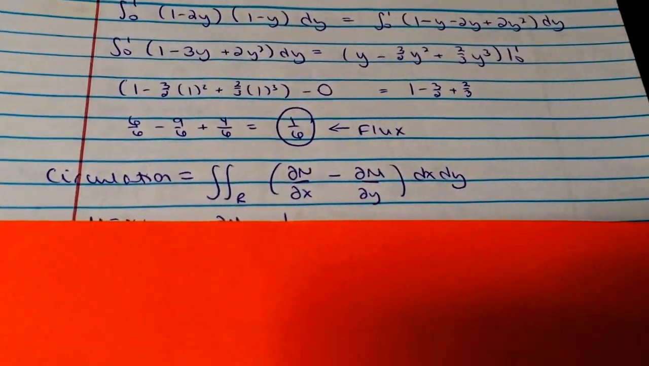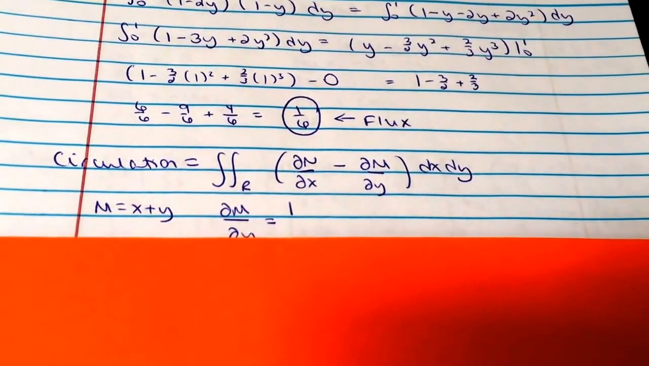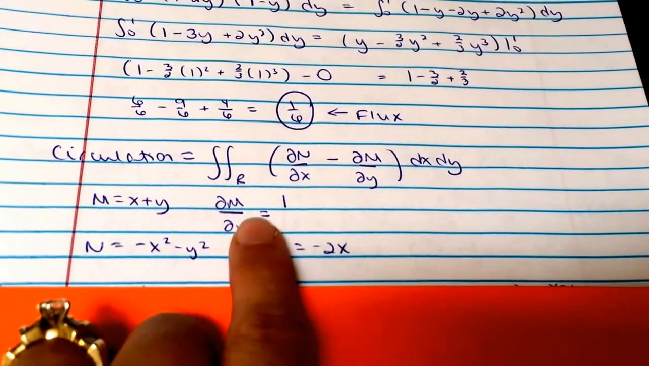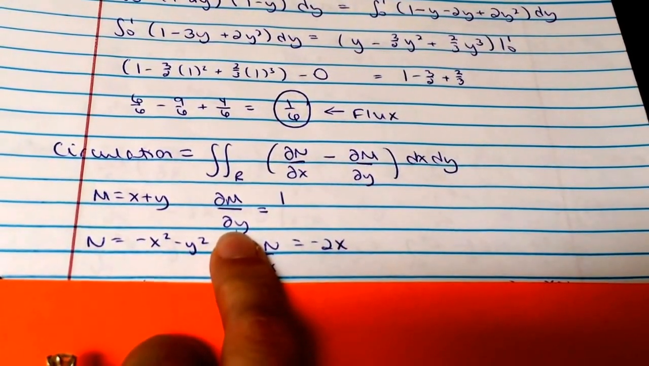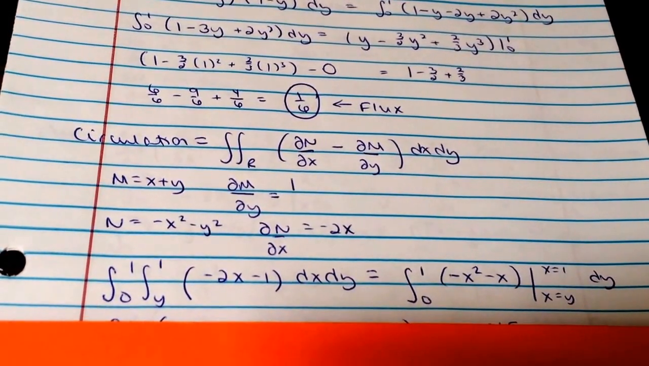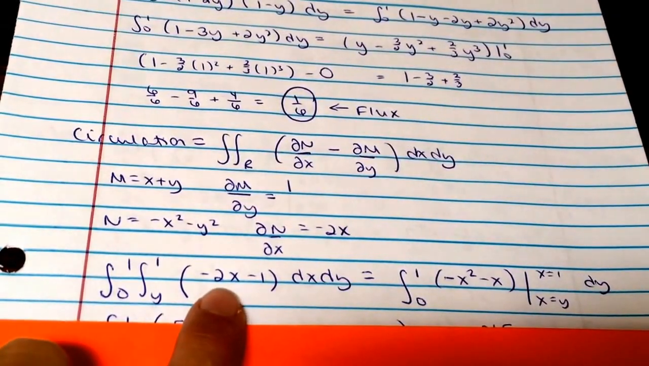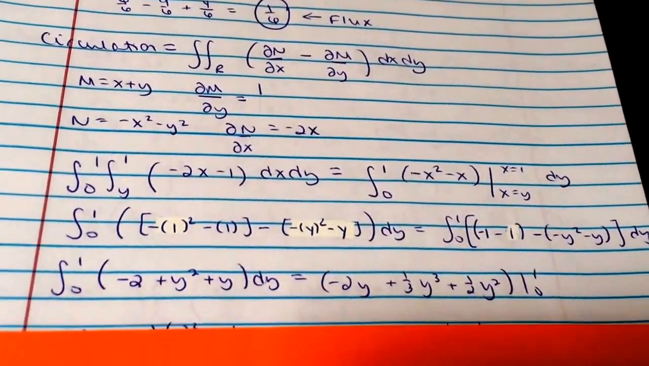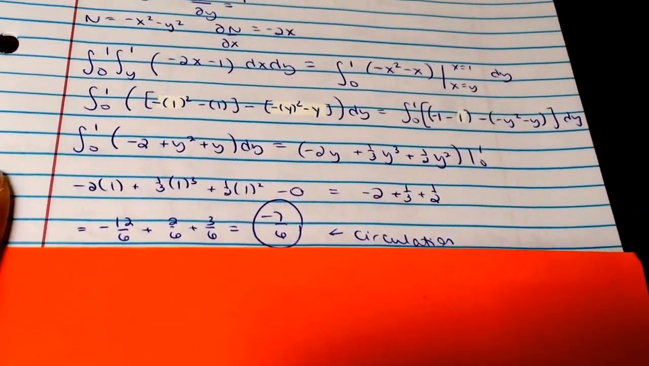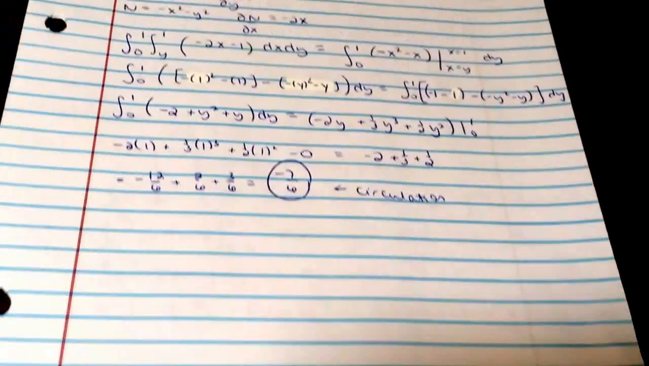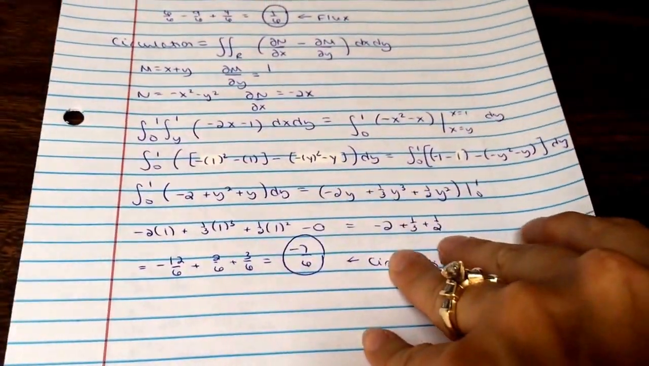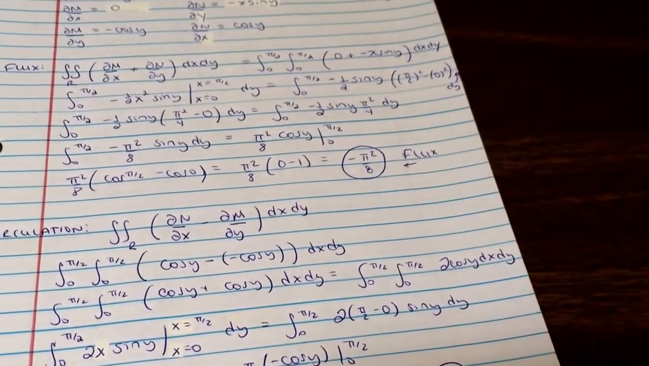Okay, now let's look at it for circulation. Circulation, different formula, similar principle. So again, here's my same M and N, but now I need different derivatives. So I need the derivative of M with respect to y this time and N with respect to x. So same bounds, different function, integrate, plug in, and this is my circulation, negative 7/6. All right, so on those, again, the 2 different forms of Green's theorem are giving you 2 different things.